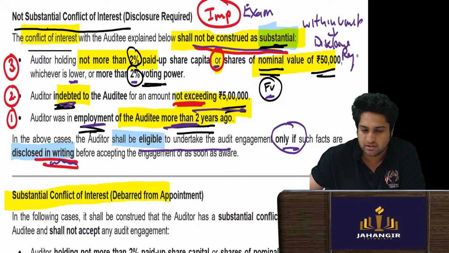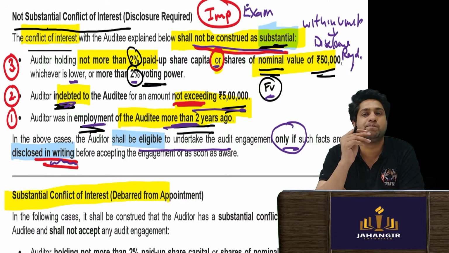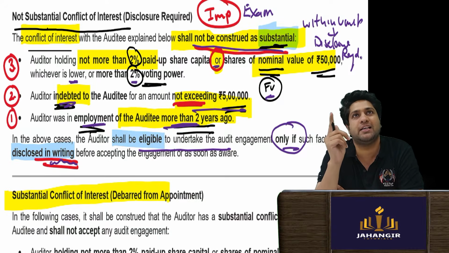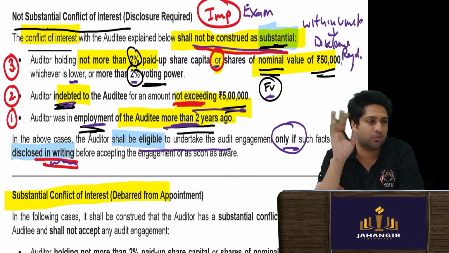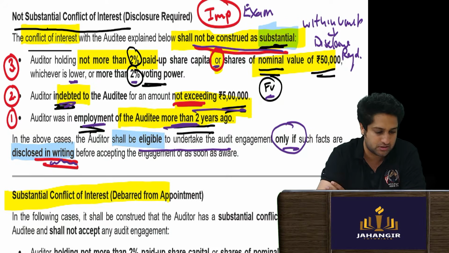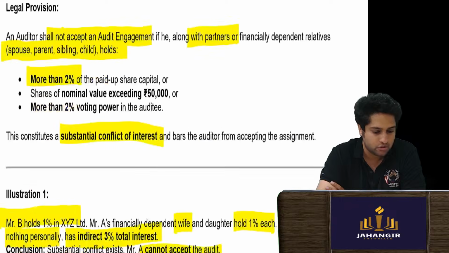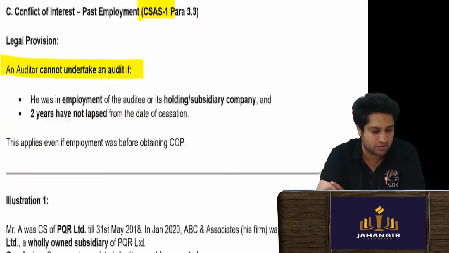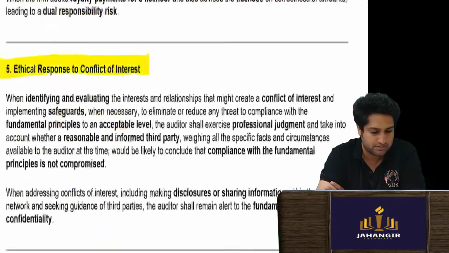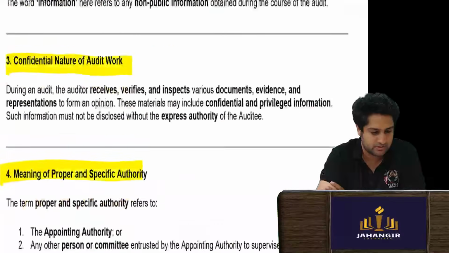Disclosure is required. Concept clear? 2% voting rights, paid up capital 50 lakh rupees, 5 lakh rupees. That's it. An employment 2 years ago. So all these questions are based on that only, all the 3 thresholds. With this, I think we've covered the entire chapter.